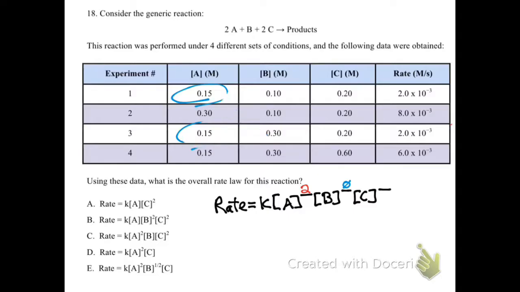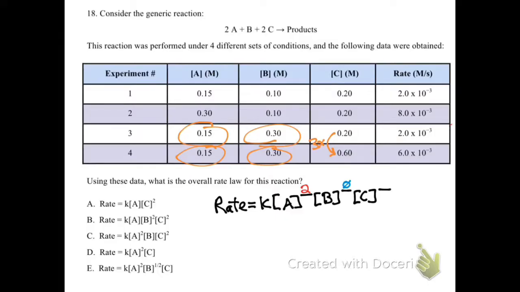So, just going to get rid of these annotations here. And let's explore C. So, to figure out what order C is, let's compare experiments 3 and 4. Because A is held constant, and B is held constant, and C is, oh, this is exciting, so C is tripled. We make it 3 times as concentrated.